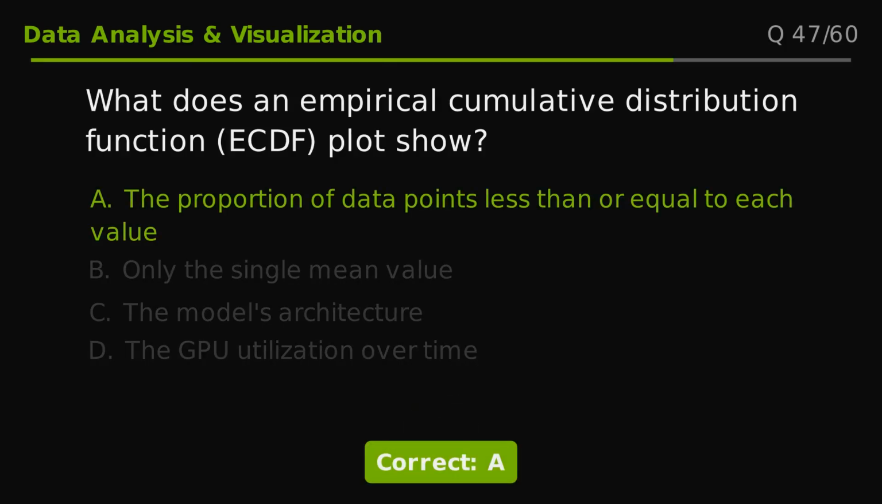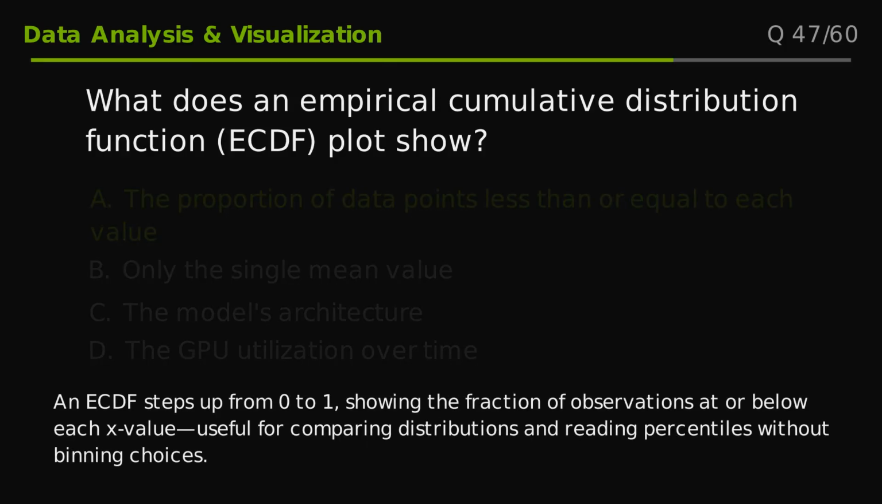The correct answer is A. The ECDF steps up from 0 to 1, showing the fraction of observations at or below each x value, useful for comparing distributions and reading percentiles without binning choices.